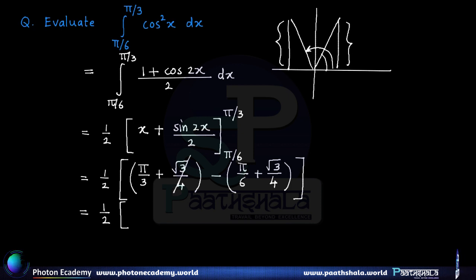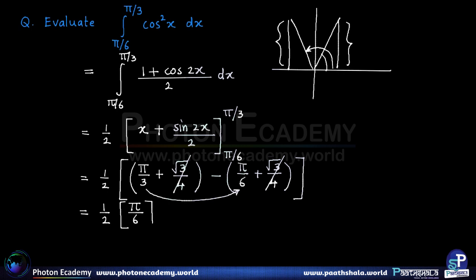Now if you observe, root 3 by 4 will get cancelled, and pi by 3 minus pi by 6 is nothing but pi by 6. So therefore finally the answer is pi by 12. So that is the way we evaluate this using definite integrals.